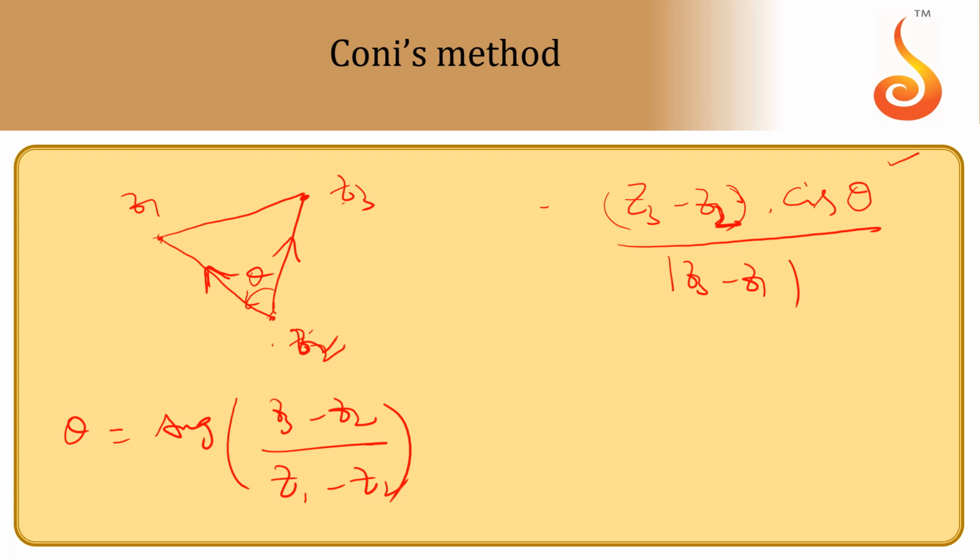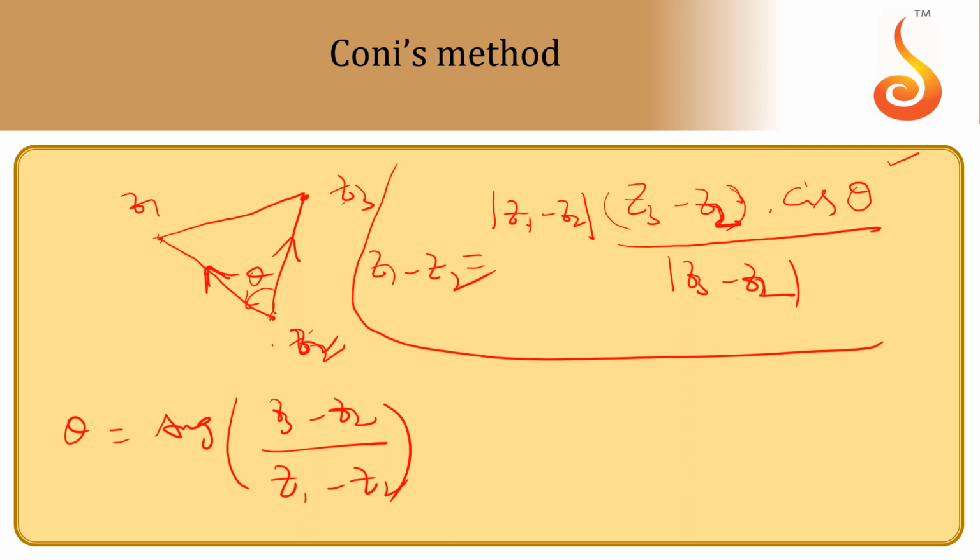Then if I divide by the modulus of z3 minus z2, what I'll get is a unit vector. That unit vector, if I multiply with the modulus of z1 minus z2, I will get the required z1 minus z2 vector. So this is very, very important.